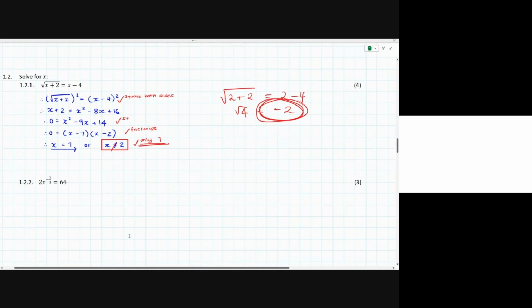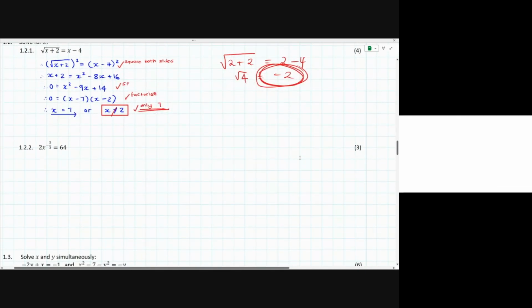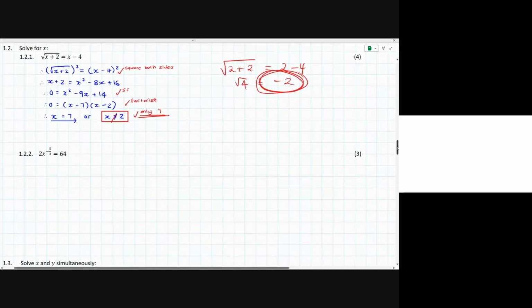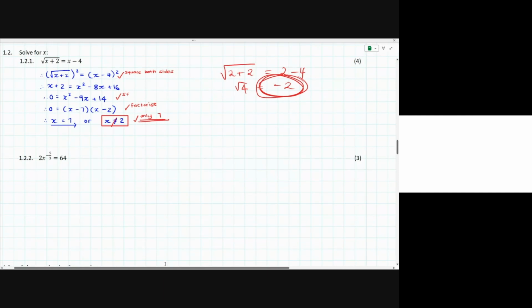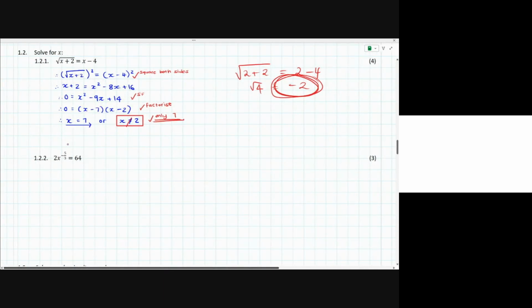Some people overcomplicate it for the sake of understanding what the question is asking them. All right, so we've got 2x to the power negative 5 over 3 equals 64. The first thing, guys, get rid of this 2 in front, right? That just makes my life a whole lot harder. Get rid of it. So x to the power negative 5 over 3 is equal to 32.